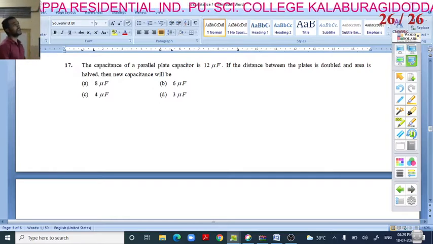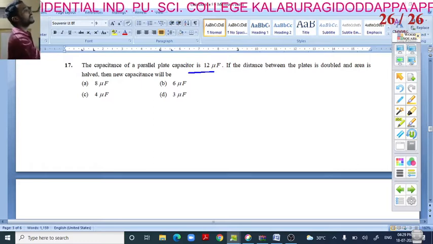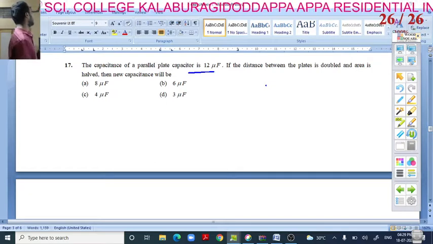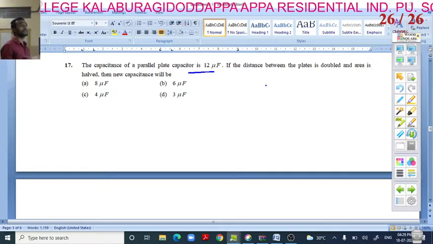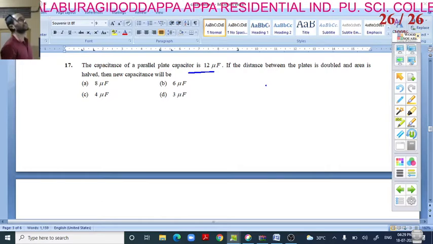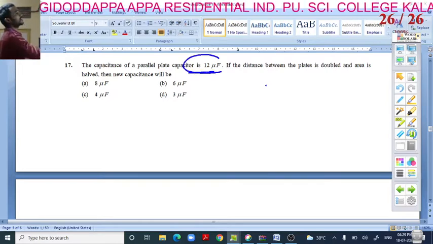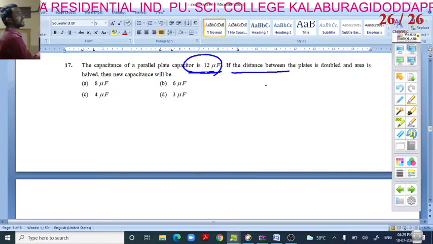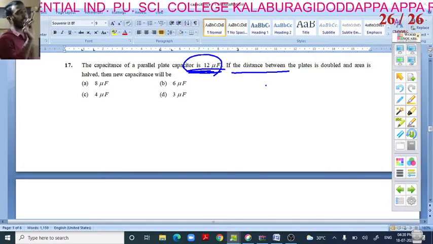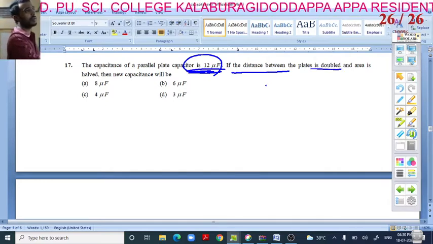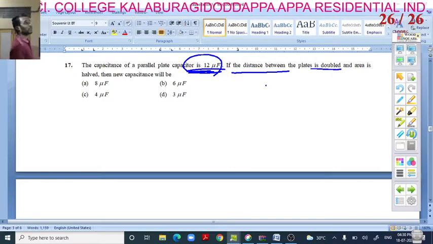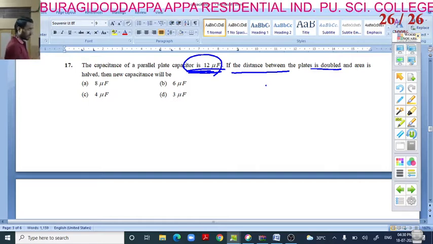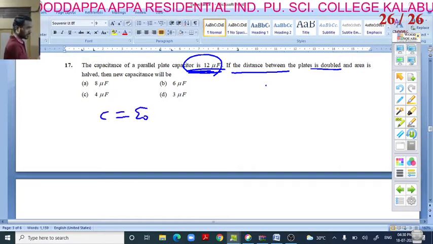The capacitance of a parallel plate capacitor is 12 microfarad. If the distance between the plates is doubled and area is halved, then the new capacitance will be? One capacitor is there, capacity he has given. If to that capacitor the distance between the plates is doubled and area is halved, then what is the new capacitance? That is the question. Here we know that capacitance C is epsilon A divided by D.